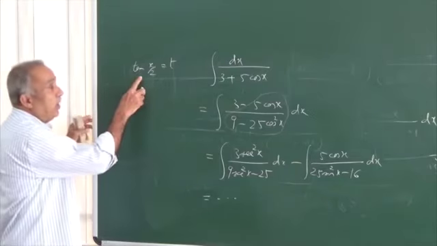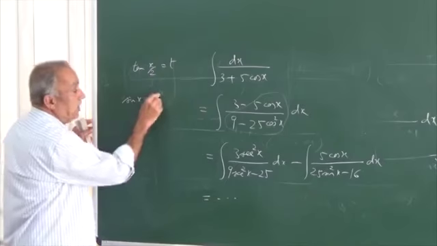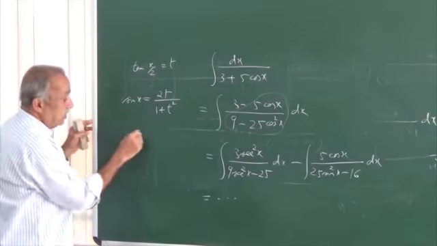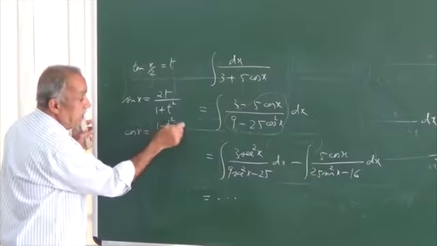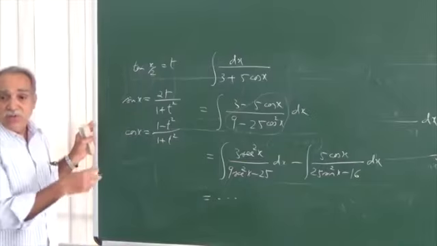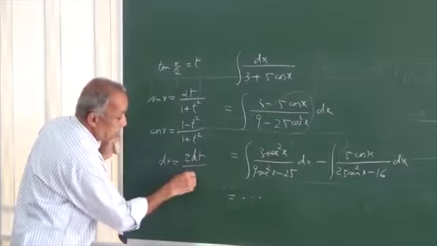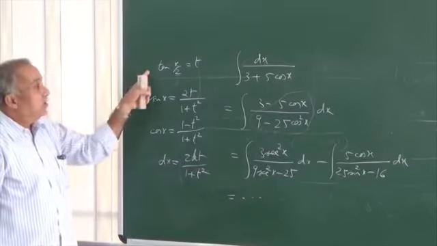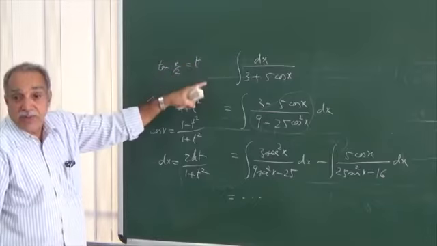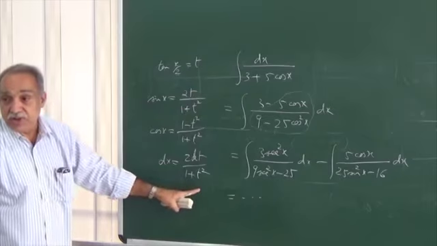Only thing is, when you apply tan x by 2 equal to t, any sin x occurring in the expression becomes 2t by 1 plus t square. Any cos x occurring in the expression will get replaced by 1 minus t square by 1 plus t square. Use of half angle formulae, and dx becomes 2 dt by 1 plus t square. Actually, secant square x by 2 into half dx is dt. So, dt will be 2 dx divided by secant square x by 2. Secant square x by 2, 1 plus tan square x by 2, is 1 plus t square.